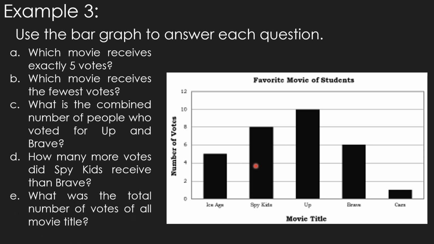The last question we have here, what was the total number of votes of all movie titles? Okay, so the total number of votes of all movie titles is 30, since we have Ice Age 5 plus 8 is 13, plus 10 is 23, plus 6 is 29, and Cars is 1. So therefore 29 plus 1 is 30.